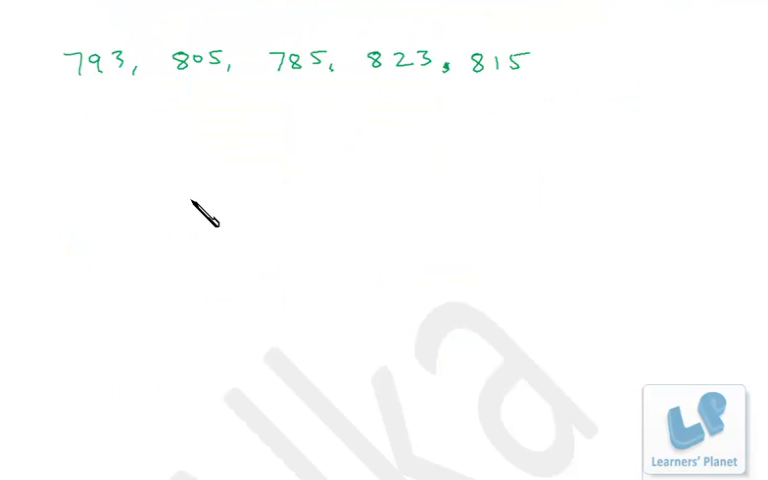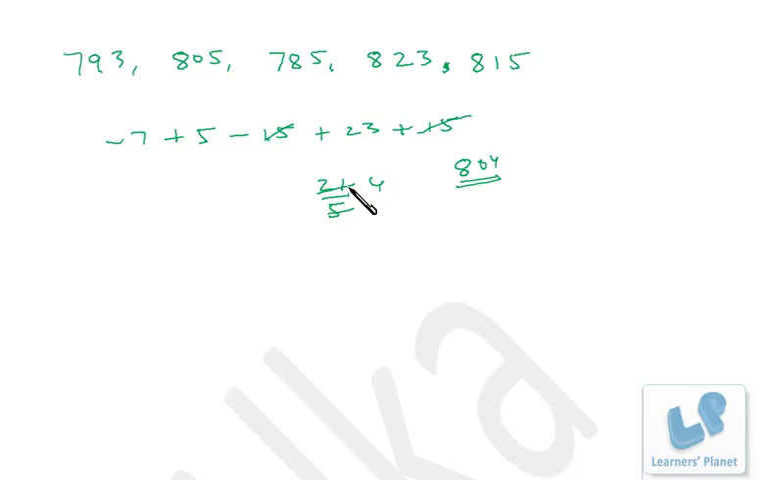Similarly, suppose I have to find out the average of all these 5 numbers. I assume it to be 800, so it's minus 7 plus 5 minus 15 plus 23 plus 15. Okay, so 23 plus 5 is 28, 28 minus 7 is 21 divided by 5, almost 4, right? So your average is 800 plus 4. That's 804. So if you learn this technique, you'll be able to save substantial time.